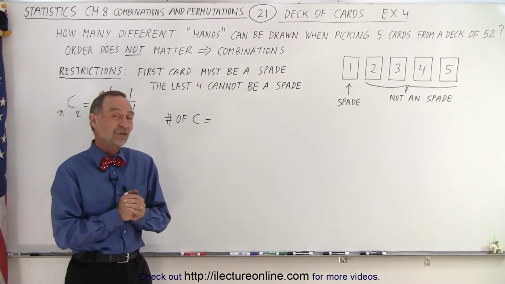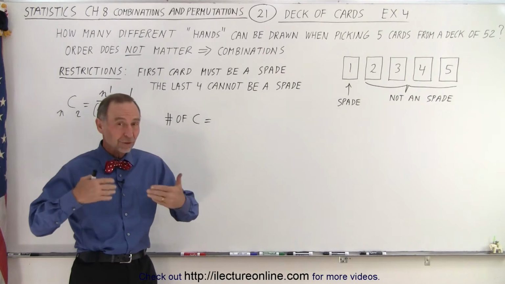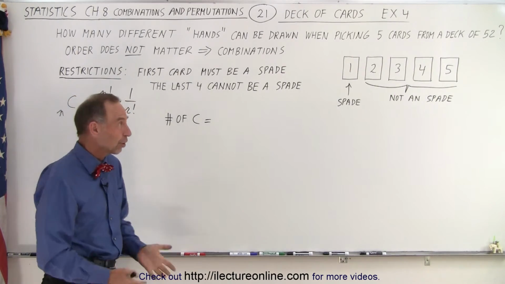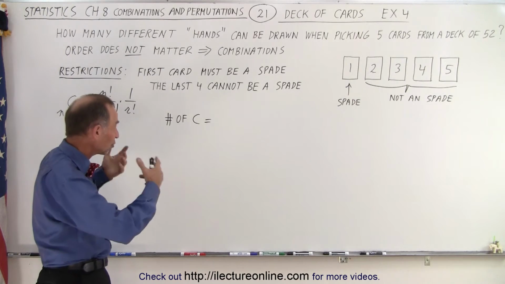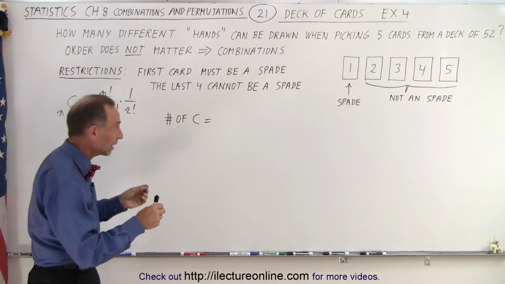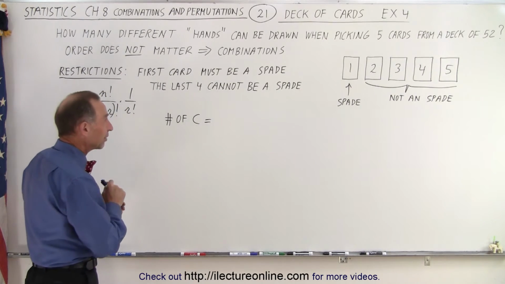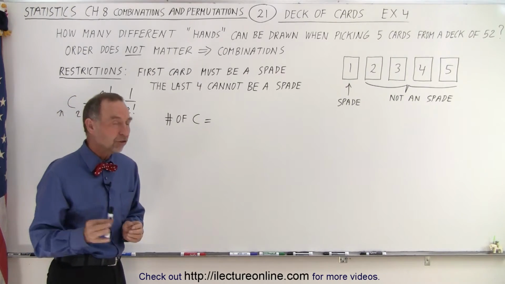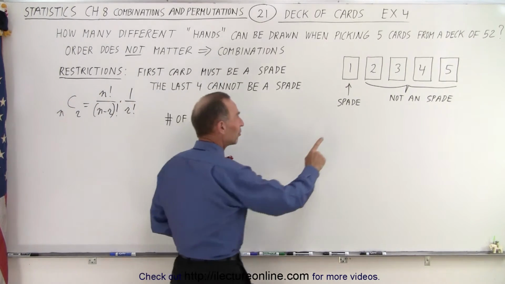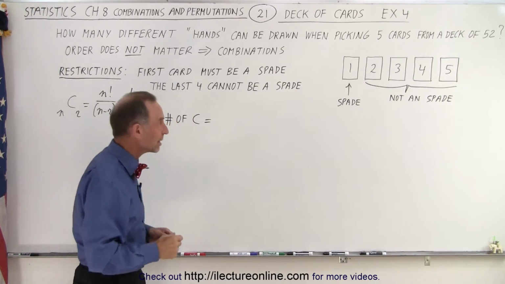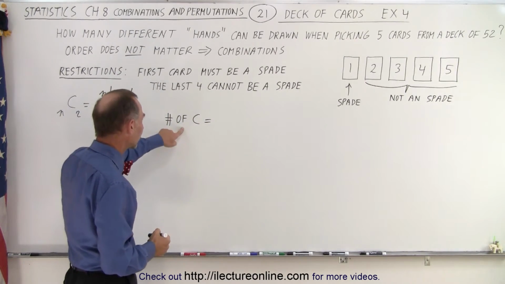Here's a slight variation to the one we did last time to help us understand how we calculate the various ways in which we can draw cards out of a deck. And it helps us understand how to calculate the number of combinations. And yes, when we're dealing with a deck, the order doesn't matter, therefore we're looking for combinations. And in this case, the restrictions are that the first card must be a spade and the next four cards cannot be a spade. So, how do we find the number of combinations?